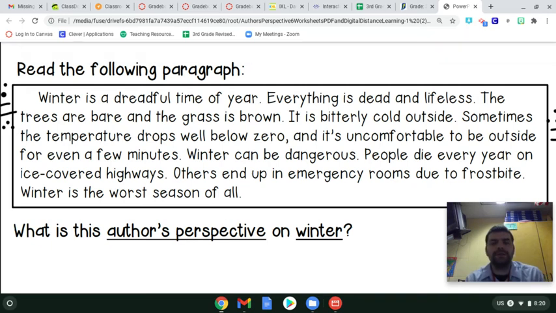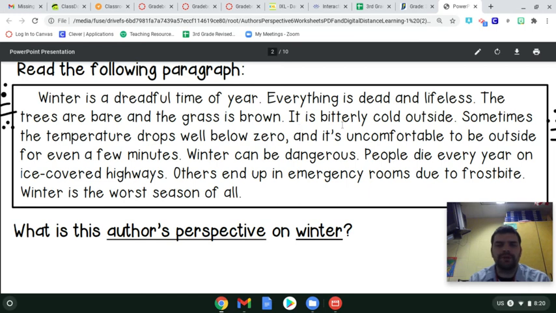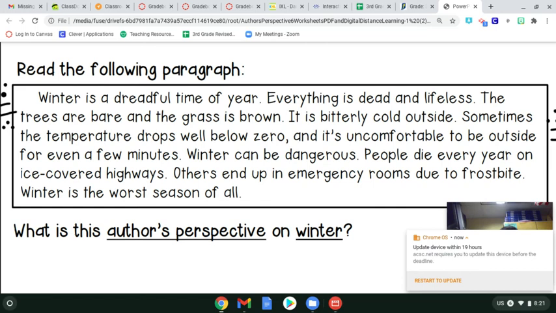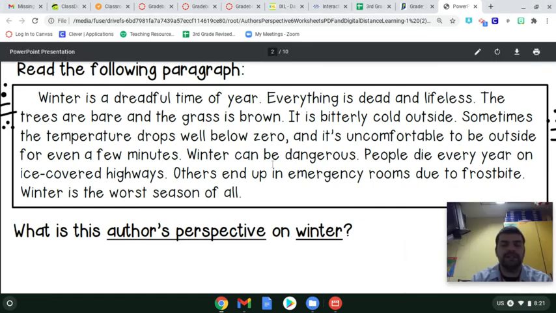So, the question I want to ask first is what is the author's perspective? And I'm going to use everything I know in the story, not just one part, but everything that's in the story to figure out what the author's perspective is. So I'm going to use some clues in the text to help me figure out what he believes about winter. If I look, it talks about that winter is bitterly cold and that sometimes it's uncomfortable to be outside for just a few minutes. Well, if it's uncomfortable, that means you're usually not enjoying it. And then later it talks about how winter can be dangerous. And if winter is dangerous, again, that's probably a problem.